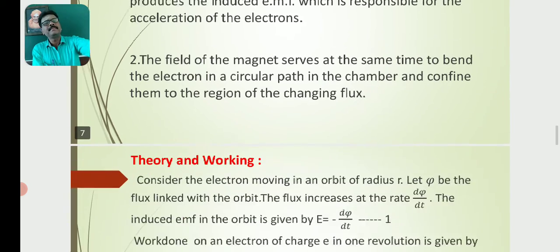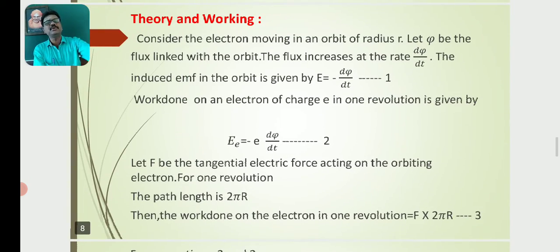So now let us discuss the theory and working of betatron. Consider an electron moving in an orbit of radius r. Let phi be the flux linked with the orbit. The flux increases at the rate of d phi by dt, according to Faraday's laws.